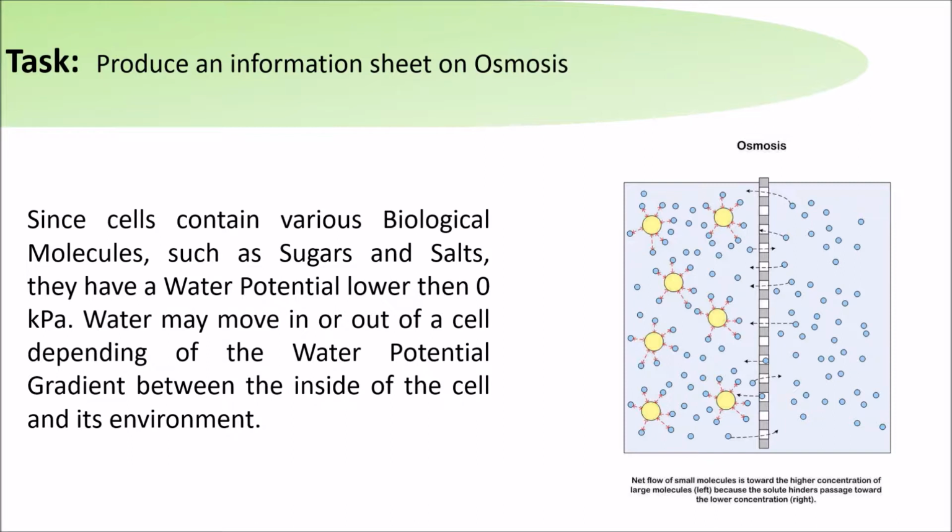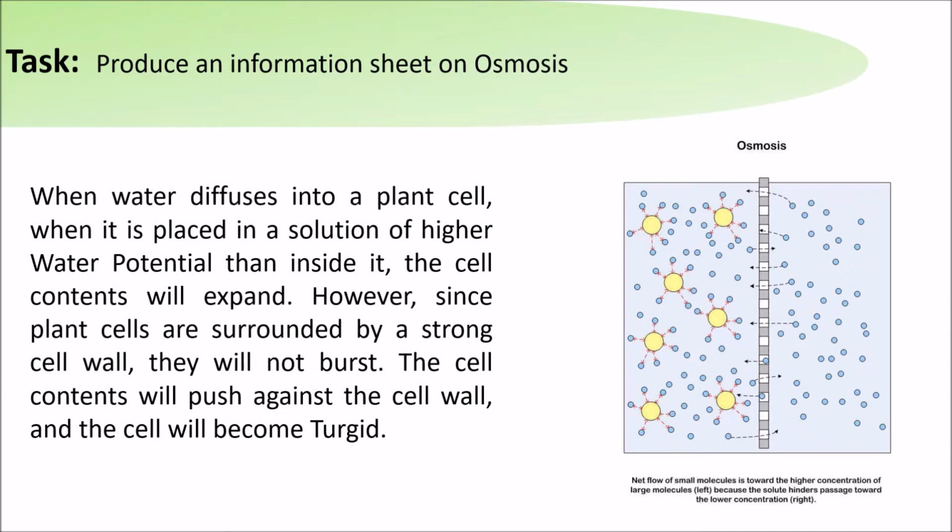Since cells contain various biological molecules such as sugars and salts, they have water potentials lower than 0. Water may move in or out of a cell depending on the water potential gradient between the inside and the outside. When water diffuses into a plant cell, when it is placed into a solution of a higher water potential than inside it, the cell contents will expand. However, since plant cells are surrounded by a strong cell wall, they will not burst. The cell contents will push against the cell wall and the cell will become turgid.